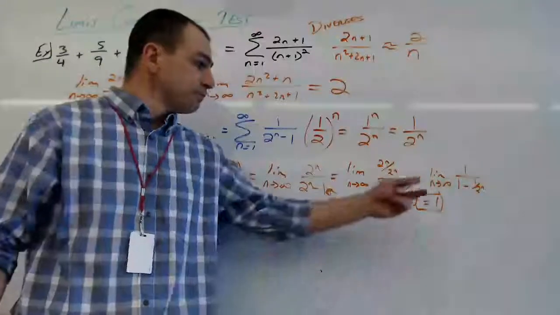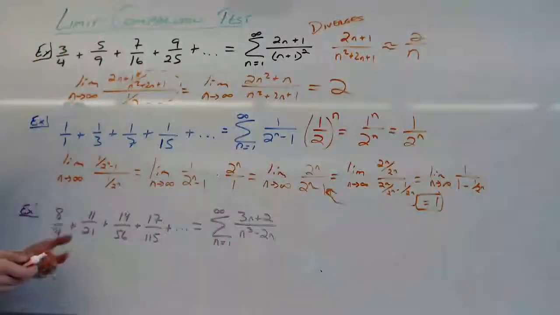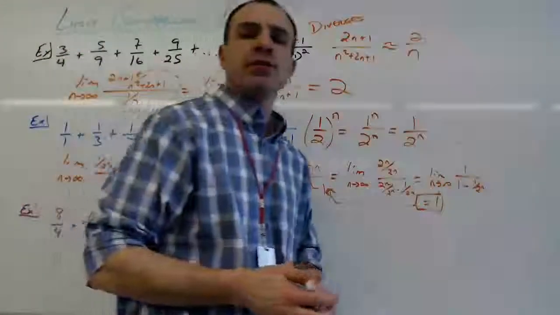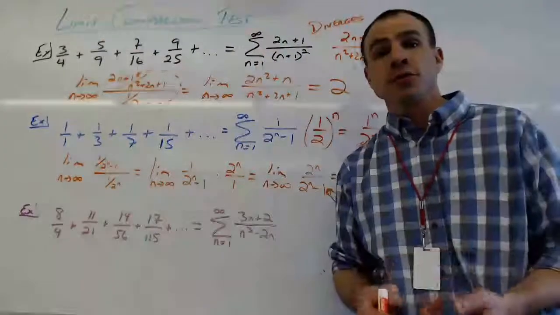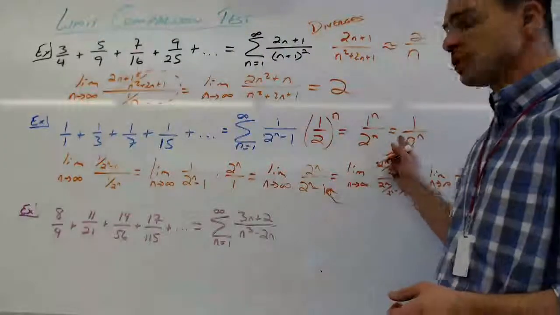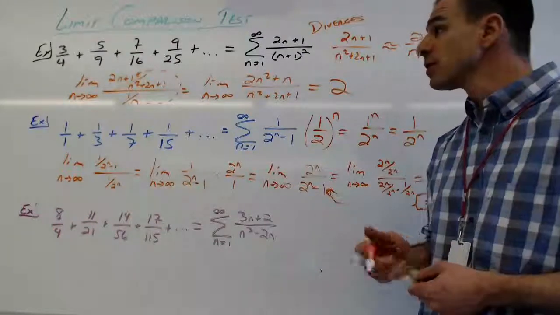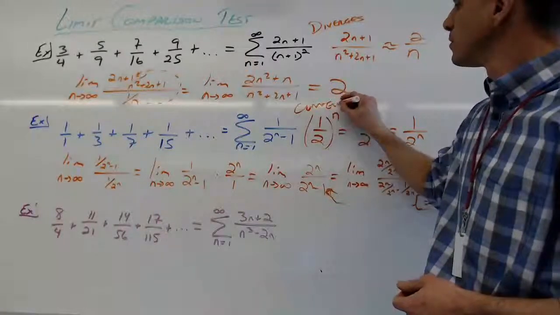1 is our c. So because the ratio of the two as n approaches infinity is equal to that value, we know that both series either converge or diverge. Since we know that this series that we were using, 1 over 2 to the n, is a convergent series, then that means that this series right here must converge as well.